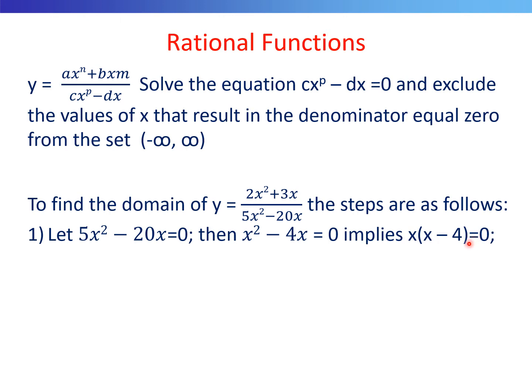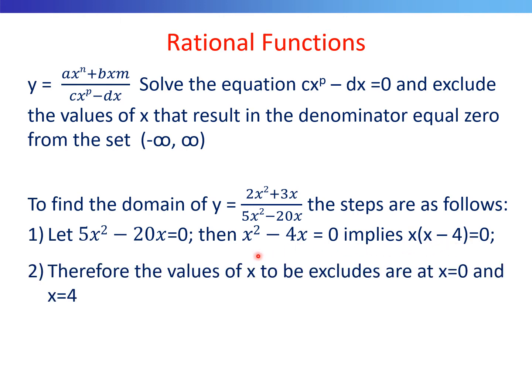From this equation, we can deduce that the values of x to be excluded are x equals 0, because if we plug in 0 outside, the equation will give us 0. So x equal to 0, and the second value is x equal to 4. If we plug in 4 inside the parentheses, we get 4 minus 4, which is equal to 0, giving a result of 0. That means the two values that we have to exclude are x equal to 0 and x equal to 4.